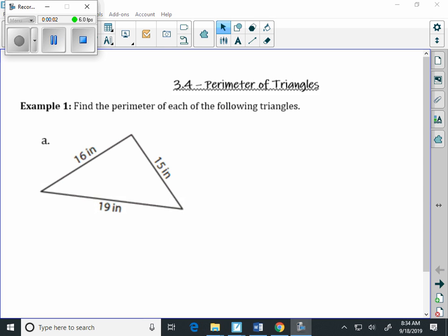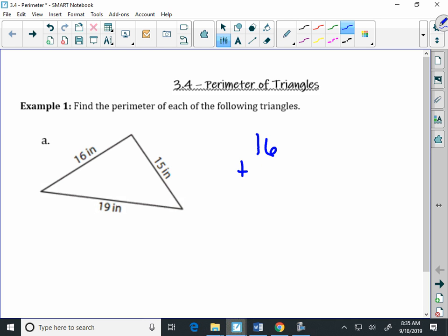But we're going to find the perimeter of each of the following triangles. And the perimeter is the distance around. So if we look at this first triangle, the nice thing is we have all of these values. We've got 16 plus 19 plus 15. And we can add these all together.